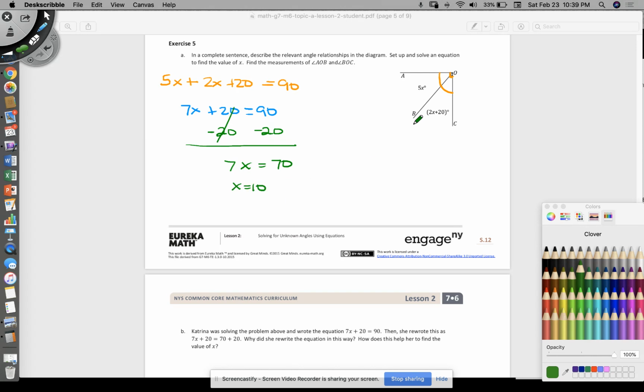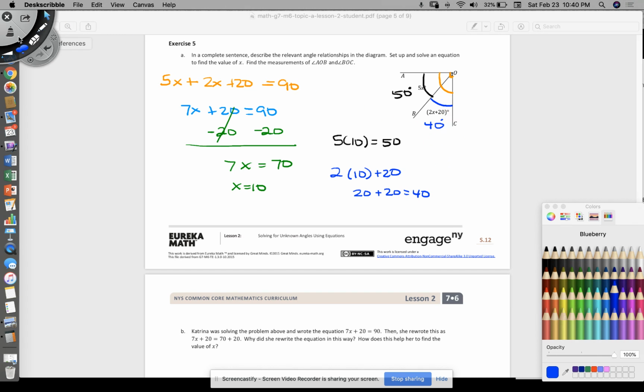Now I'm not done because I need to go back in and fill this in. We have 5 times 10, which equals 50. So this angle measure right here is 50 degrees. And then I have this one here: 2 times 10 plus 20. That's 20 plus 20, which equals 40. So this angle measure right here is 40 degrees, and 50 plus 40 gives me 90.